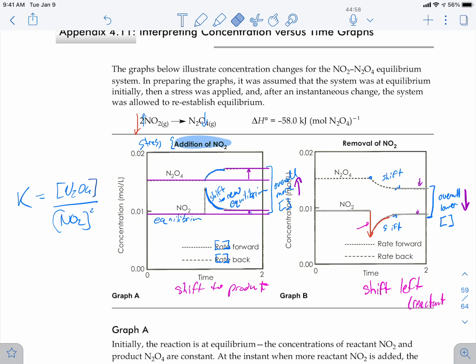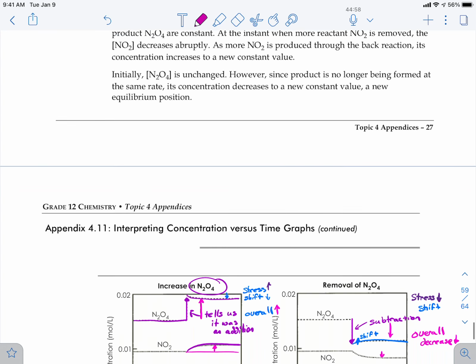I'm going to get rid of these lines. I don't like them very much. But I do like the idea of the shift there. Overall, you've lost molecules, so you have an overall decrease in equilibrium.